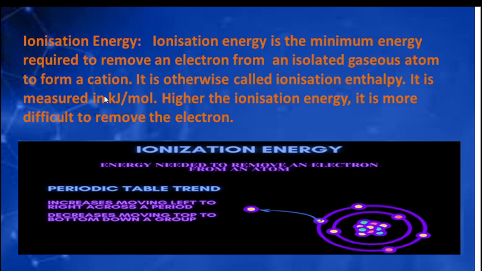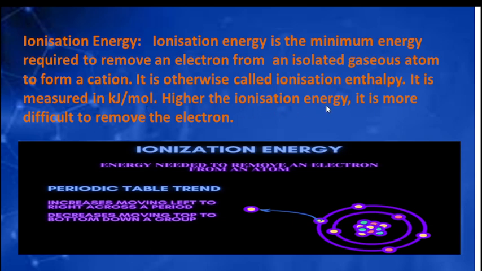Then ionization energy. Ionization energy is the minimum energy required to remove an electron from an isolated gaseous atom to form a cation. It is otherwise called ionization enthalpy. Both are the same. It is measured in kilojoules per mole.